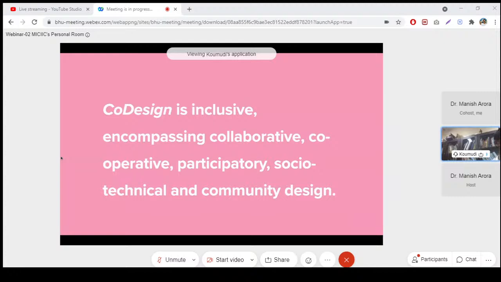Co-design is the act of creating with stakeholders, specifically within the design development process, to ensure the results meet their needs and are usable.